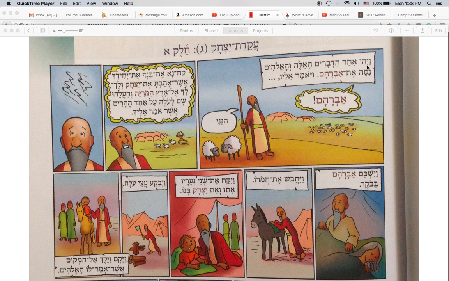This is a past narrative, third masculine singular of Haya. Know it's past narrative because of the Vav and the Patak. Remember that sometimes the past narrative doubles the Yod and sometimes it does not. So this is one of those times when the Dagesh is not in the Yod.